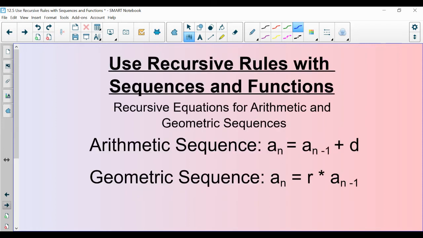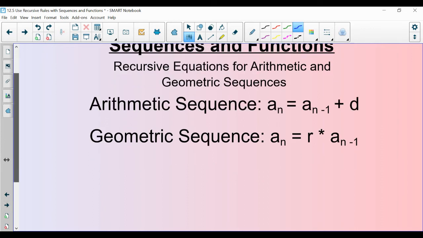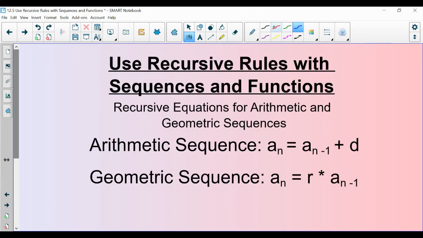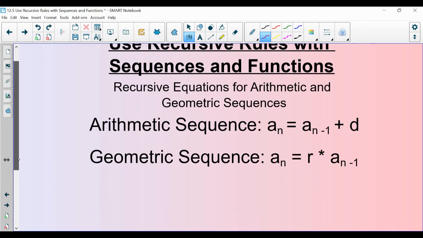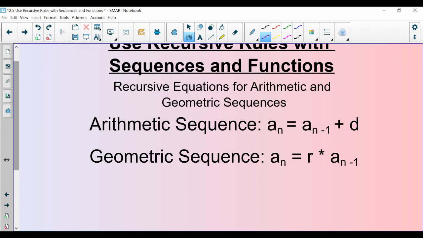So one of the benefits of recursive rules that I talked about is it's really easy to write the rule for them. There are going to be 3 different varieties that I'm going to quiz you on. It's going to be either arithmetic, and this is the way to write that, or geometric, and this is the way to write that, or neither. For the types that are neither, I'm going to guide you through how I want you to think about that coming up. But first, let's start with the arithmetic and geometric parts.